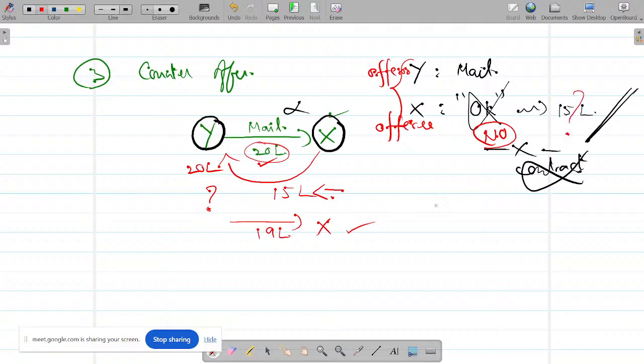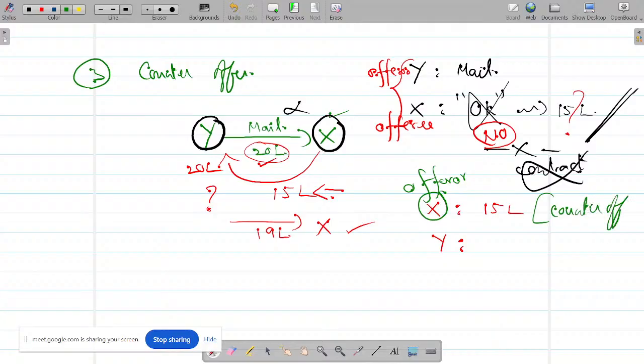Now the sequence. Now X has started saying, I will purchase the car for 15 lakhs. To whom? To Y. Now X becomes the offerer, and you will not directly call this an offer. Instead, you will call this a counter offer because it's not directly started from X. From whom did it start? The earlier sequence of events started from Y. He started saying that he will sell it for 20 lakhs. Now X is giving a counter.